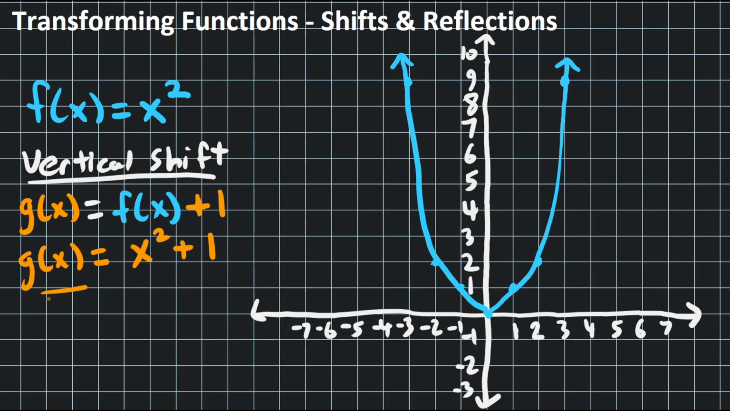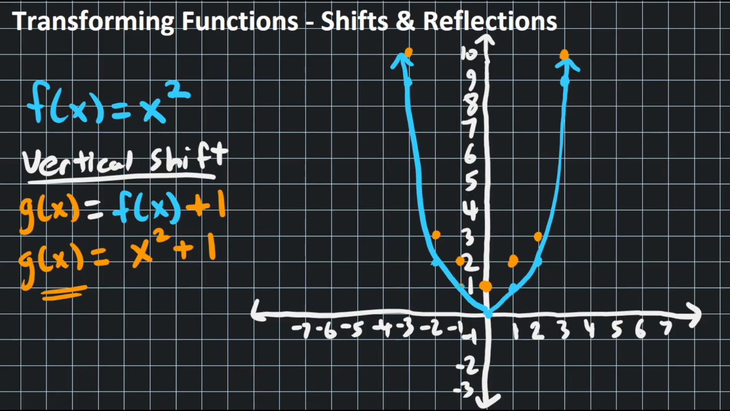So how do we draw g of x? Well, let's start at the origin right here, 0, 0. Every point on f of x is just simply going to move up by 1. So 0, 0 will become 0, 1. 1, 1 will become 1, 2. Negative 1, 1 will be negative 1, 2. This will shift up by 1. This will shift up by 1. This will shift up by 1, and so will this. So as you can see, every point that was on f of x has been shifted up by 1, as you can see right here.